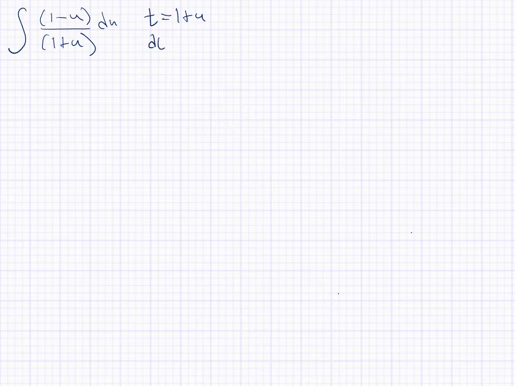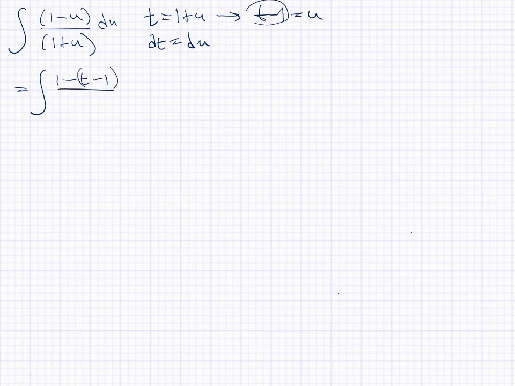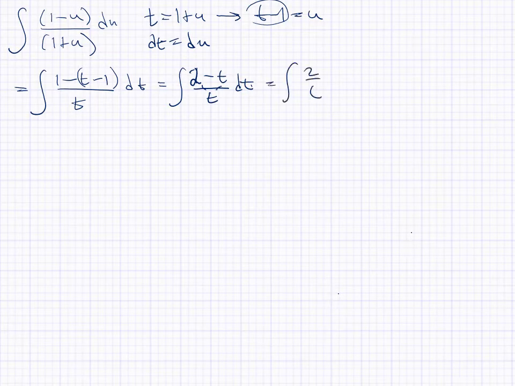So then dt would equal du. But I can also take this equation and write this as t minus 1 equals u. And so I'm going to change this integral into 1 minus u is going to be t minus 1, over t dt. In which case, we're going to get the integral of 1 minus t plus another 1, so that's going to turn this into 2 over t dt. And I think now you see this starting to work out pretty easily. I'm going to split this fraction apart, and I'm going to get 2 over t minus t over t, which would be 1, dt, giving me 2 ln of t minus t.